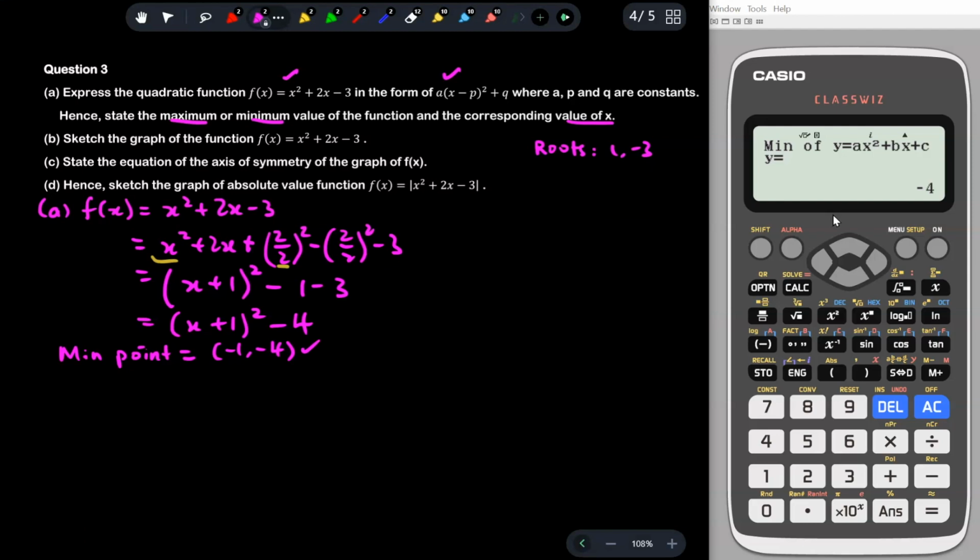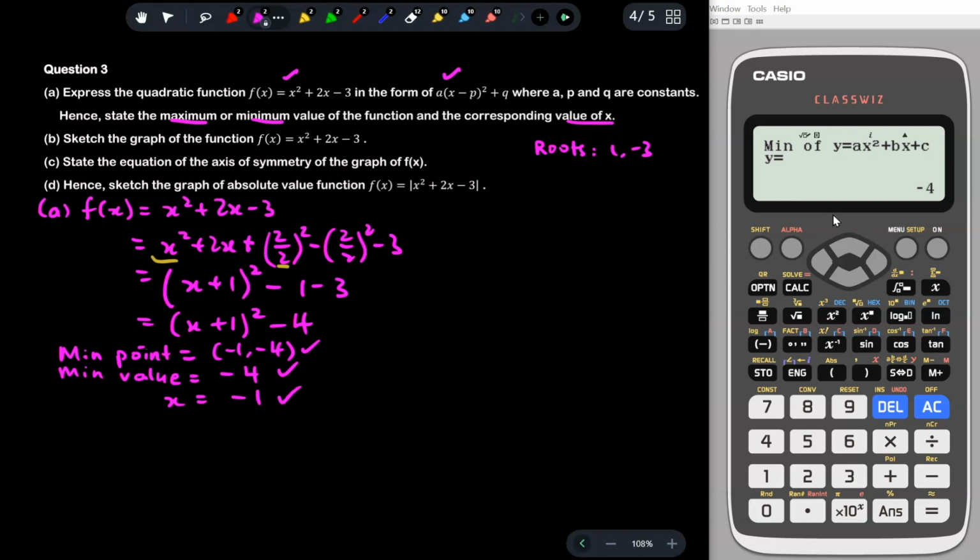Yeah, and then they want the maximum or minimum value. So our minimum value, we're going to take the y, which is negative 4. So this is the minimum value, and the corresponding value of x is negative 1.